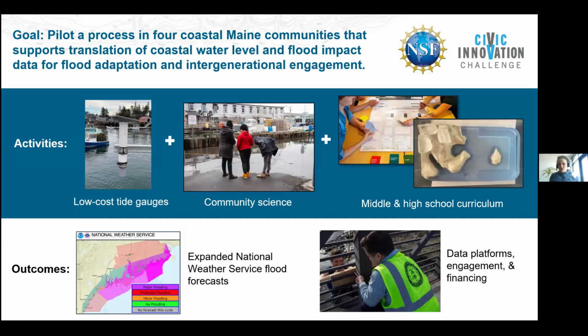So we were wondering, essentially, how can we bring this sort of information on a more general level to more coastal Maine communities? There's this great program from the National Science Foundation called the Civic Innovation Challenge. If you have an applied community problem that there's technology to address and you can pilot it within a year, they'll give you some money to test it out. So our goal was to pilot a process in 4 coastal Maine communities that supports translation of coastal water level and flood impact data for flood adaptation and intergenerational engagement.